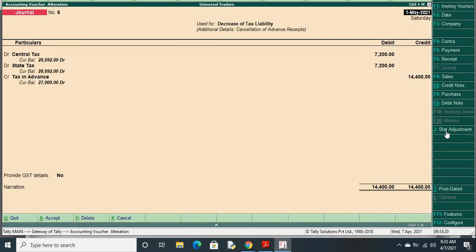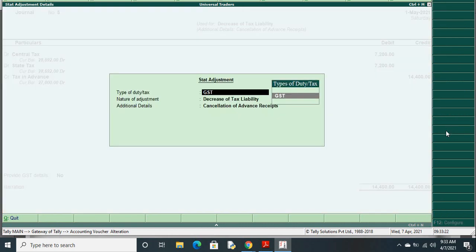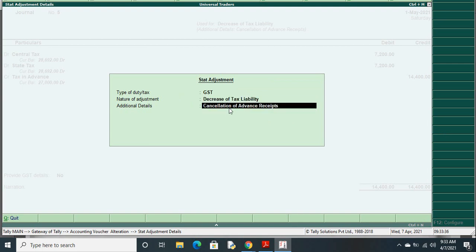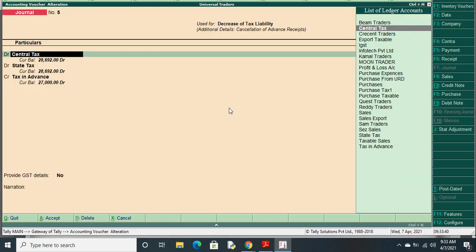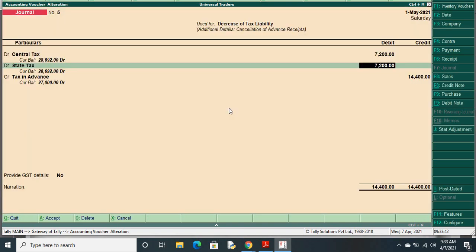Okay, I will show you once again. So here first you have to go to tax adjustment, in that the type of duty will be GST. Second, decrease of tax liability, previously we selected increase of tax liability, now you have to decrease that. Third one, cancellation of advance receipt, so now we are cancelling the advance receipt, no? So you have to select that option, then the remaining amounts will be the same. So whatever GST amount we have, CGST and SGST, those two amounts will be deducted from this.